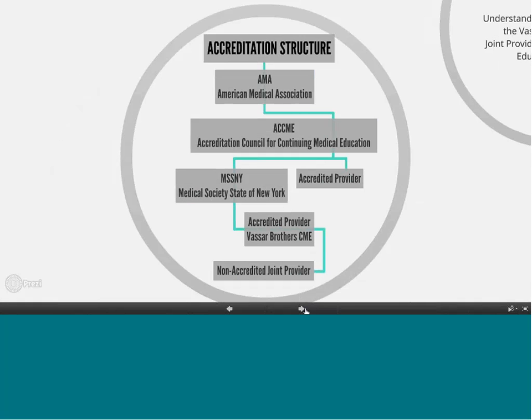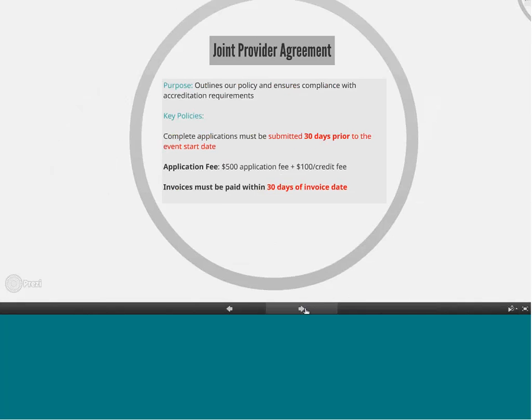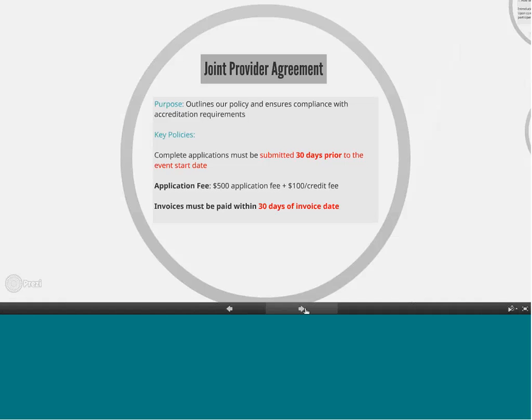All right, so the process we go through is not mandated by us alone, nor by the Medical Society of the State of New York, but nationally by the ACCREDITATION and AMA. The first part of our process, the Joint Provider Agreement. This is an agreement completed online. It gives you an upfront summation of our policies. This form must be completed and electronically submitted for each application you submit.